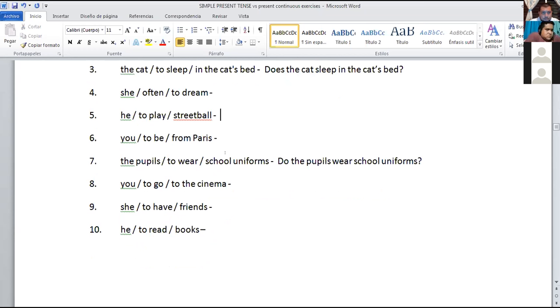But is it the verb to be? The verb to be doesn't need auxiliaries. So, are you from Paris? Exactly. Are you from Paris? That is correct. Remember, the verb to be is the only verb that doesn't need do or does. Its conjugation takes the first position. Okay, now the next one is Angela. Do you go to the cinema? Very good. Next.